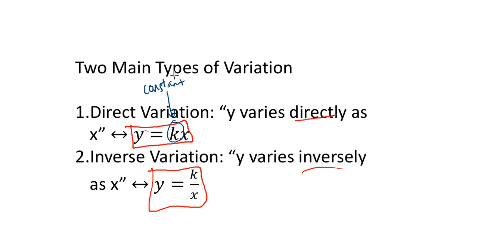We represent it with a letter because it's an unknown value, right? We don't know what k is equal to yet, but it's not the same thing as a variable. So even though it looks like it might be a variable, it's not a variable.